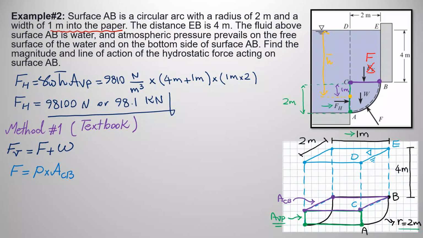Perfect. How about pressure though? Pressure is easy because that purple plane is horizontal. Pressure changes only with depth. So I can simply write that pressure would be gamma of water times H. And H is simply this distance.